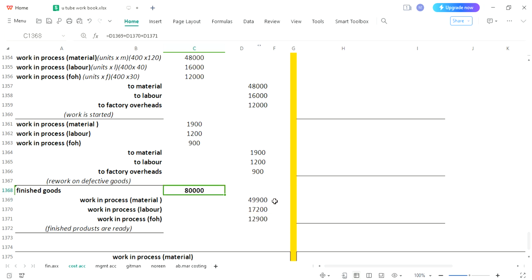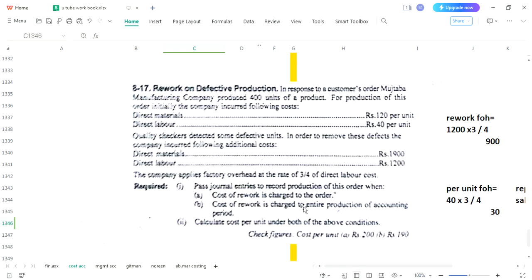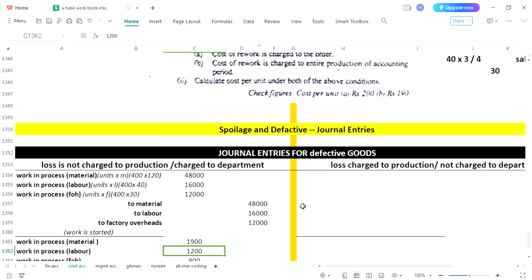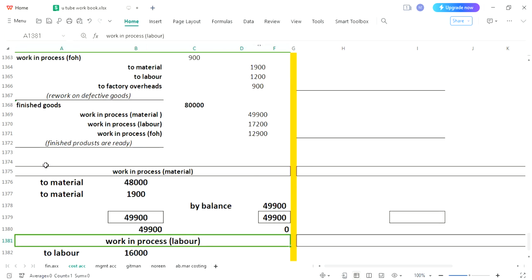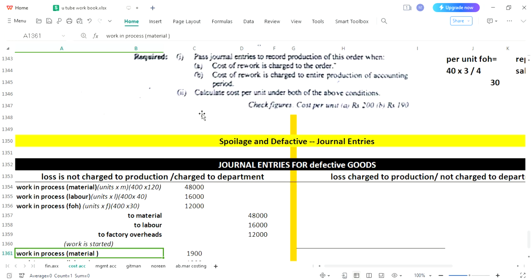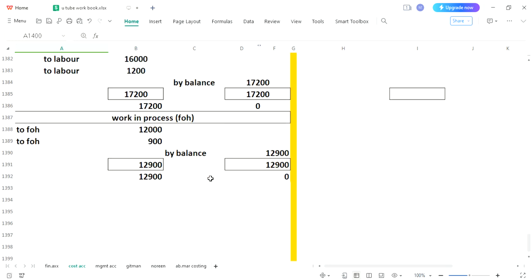In this way, in the first part we have seen that loss is not charged to the production, and we have got our finished product 80,000. Go back to the question. We have solved part A, where the entire cost of rework is charged to the order, and it has not been mentioned over here. It is not charged to the production. And please note it down: calculate cost per unit under both methods. So here we will calculate our per unit cost as well.